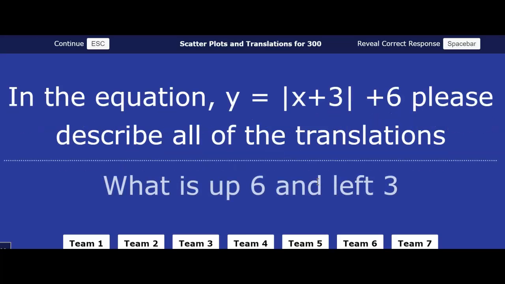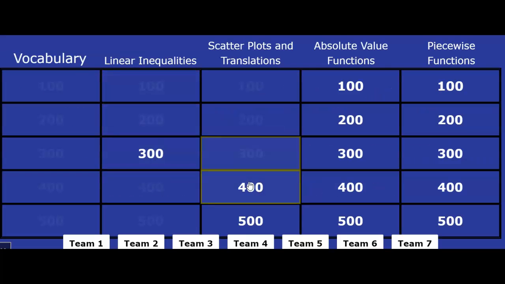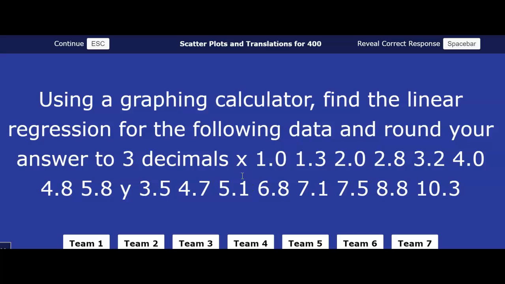Correct. 3 units to the left and 6 units up. In the equation, describe all the transformations. 3 units left and 6 units up. Okay, guys, take out your graphing calculators and find me the linear regression. Using your graphing calculators, find the linear regression.